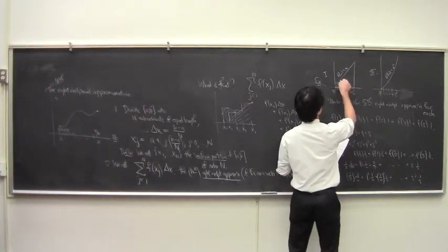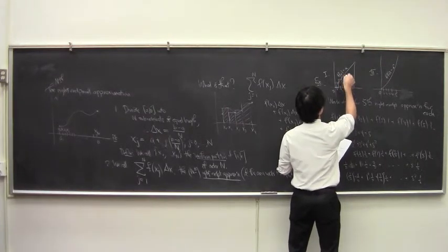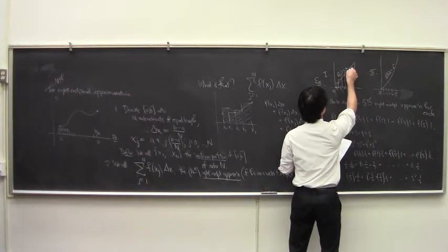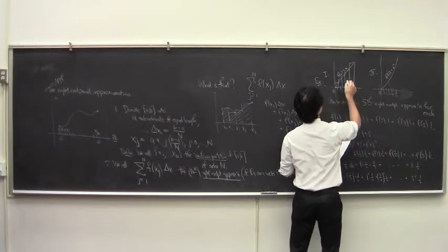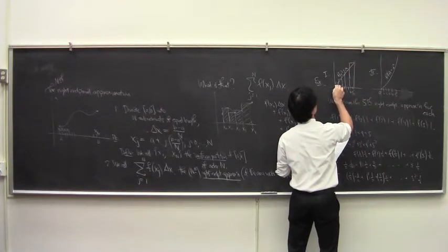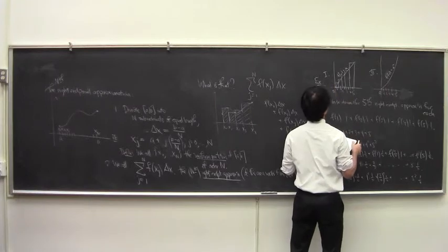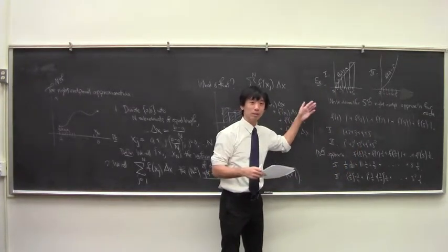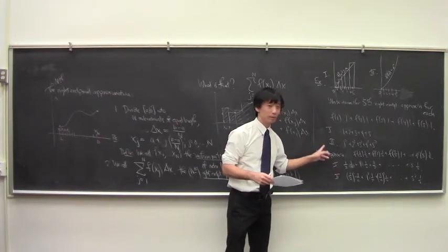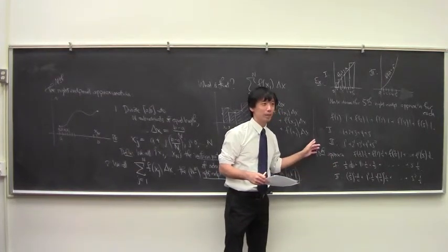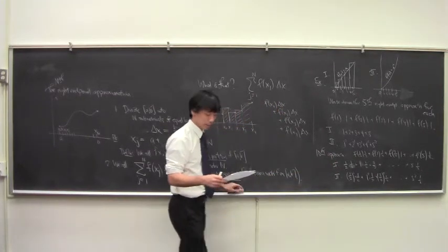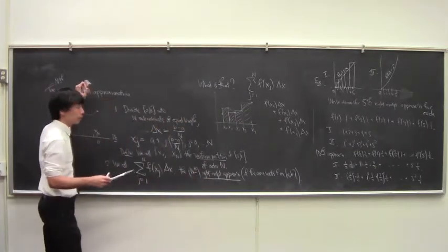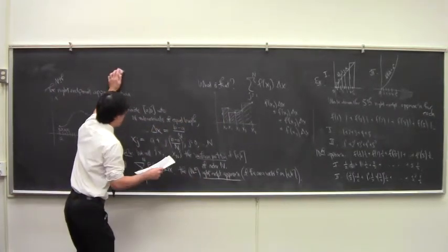The first approximation is crude. The second one may be a little better, or maybe it's the same. No, it's a little better. And then the third one is a little bit better. As you get finer, you might imagine that it gets better.